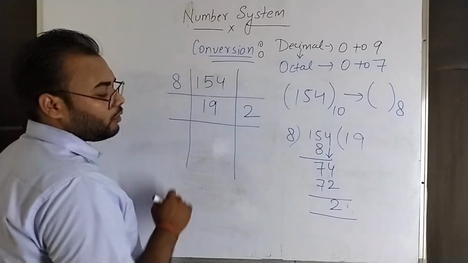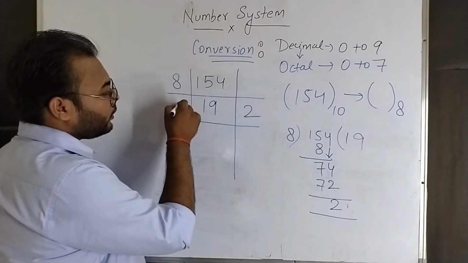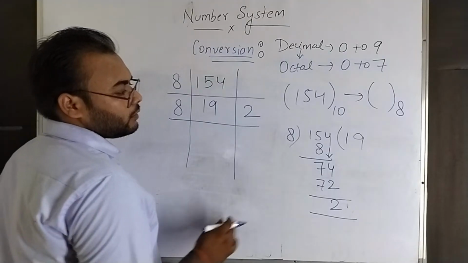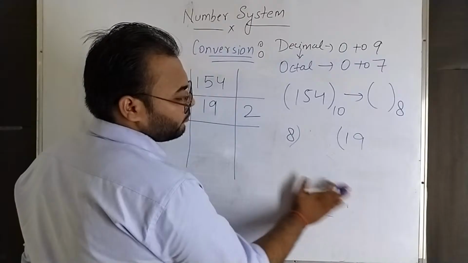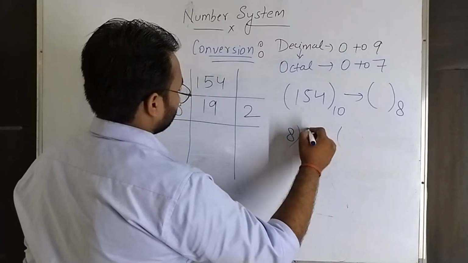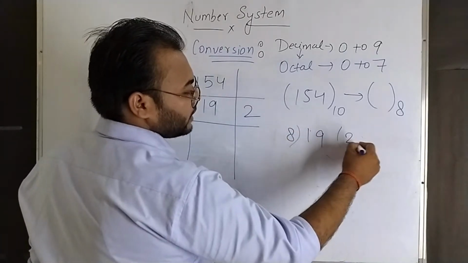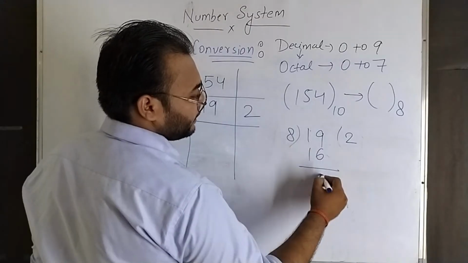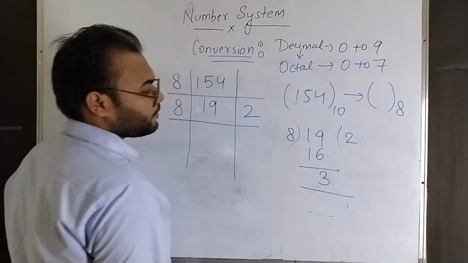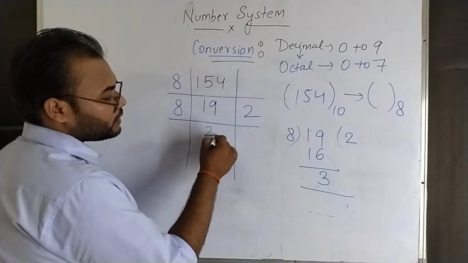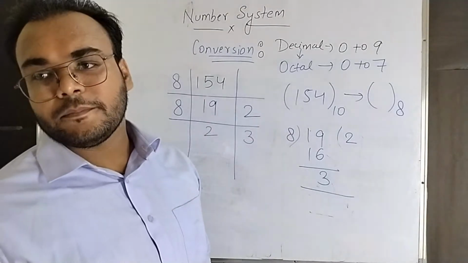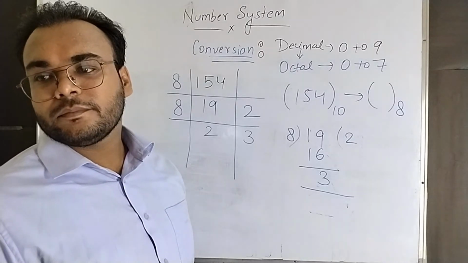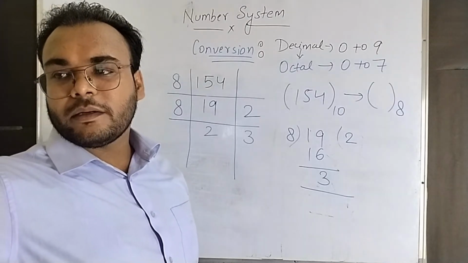Fine. Now what are we going to do? Again, we divide it by 8. When we divide 19 by 8, what do we get? 8 2s are 16, and the remainder will be 3. Now tell me, who is answering? Mayank, sir, 8 times.